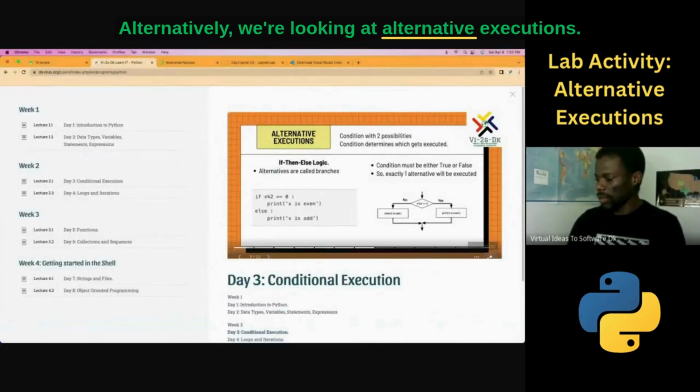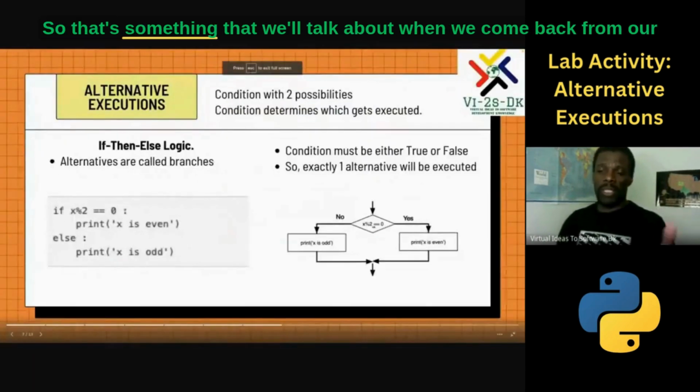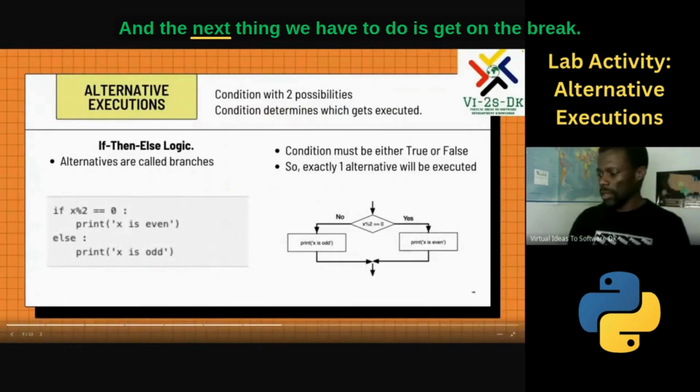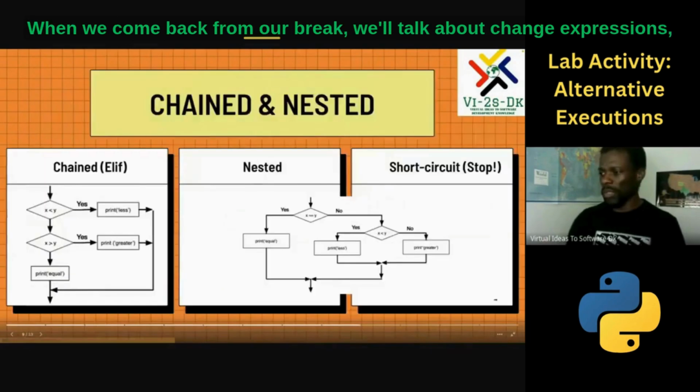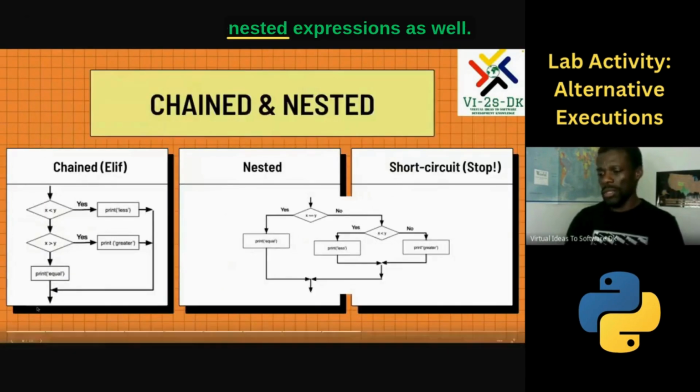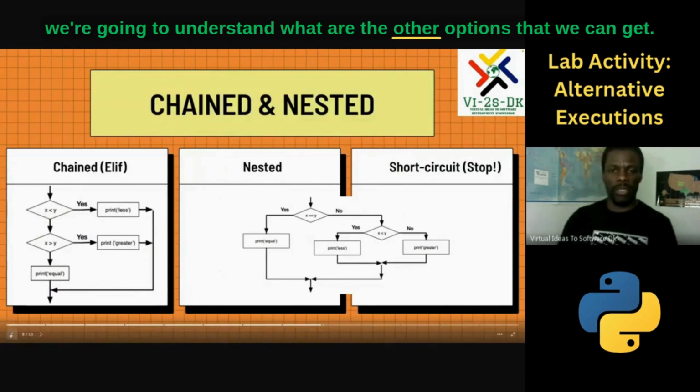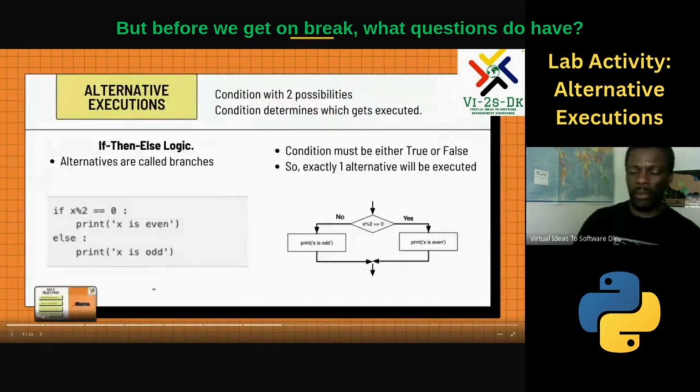Alternatively, we're looking at alternative executions. So that's something that we'll talk about when we come back from our break. But I want to make sure that you understand this clearly. And the next thing we have to do is get on the break. When we come back from our break, we'll talk about chained expressions, nested expressions as well. And in there, we're going to understand what are the other options that we can get. But before we get on break, what questions do you have?